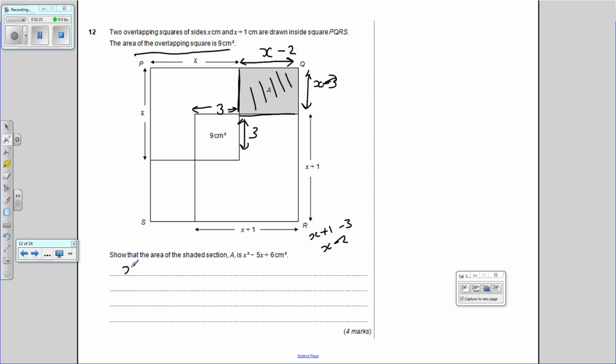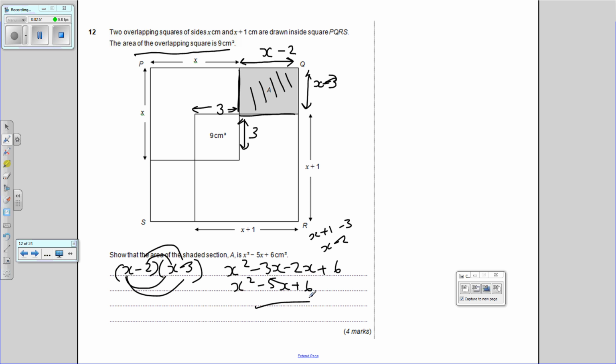You need to multiply them together. x minus 2 multiplies x minus 3. Just use FOIL or smiley face, whatever you want. x squared minus 3x, we want the minus 2 now, minus 2x, and minus 2 times minus 3 is positive 6. Tidy that up and you get what they want you to get, which is x squared minus 5x plus 6.